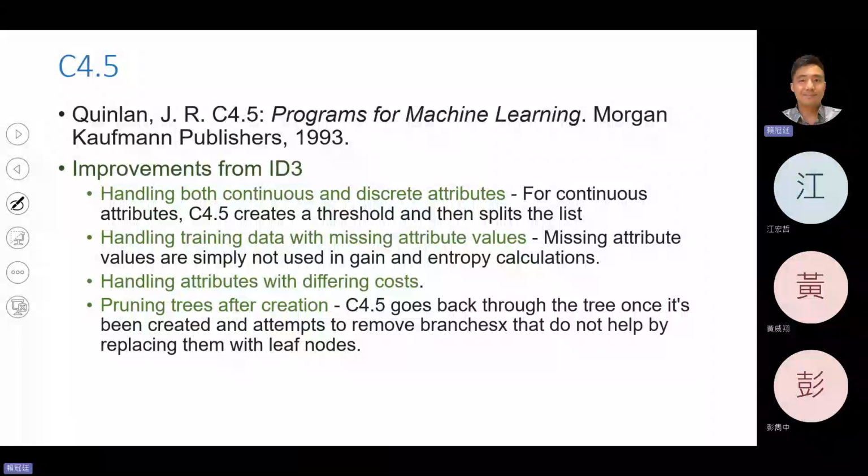So Quinlan proposed a new decision tree model called C4.5. It tries to solve the problems of ID3. It can handle both continuous values and discrete attributes, and it can also process missing attribute values. Okay, and it does pruning. So it's improved a lot.